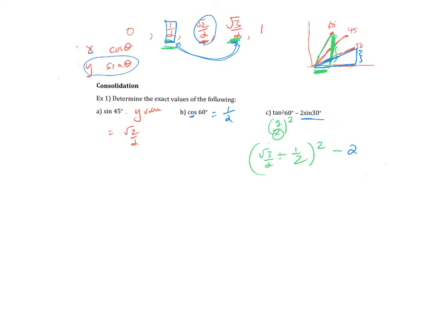Now in this shape, I can tell you right now that the y value is a lot smaller than the x value. Now between these two values, as I said, these two numbers are related to 30 and 60. Which one is smaller? It is the half. So now we're going to replace sine 30 with 1 over 2.